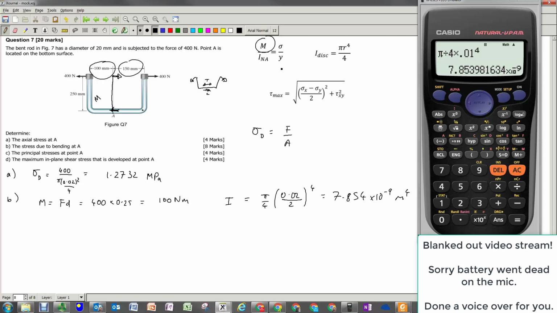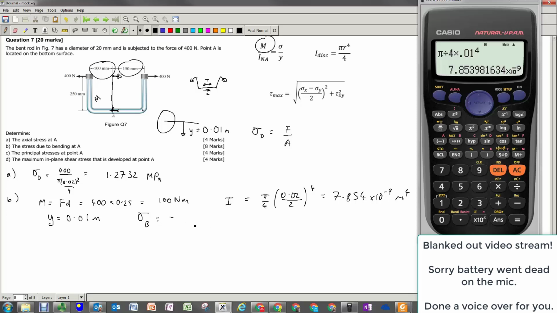So we've got our M term, we've got our I term. The y term will be the distance away from the neutral axis, which we're taking to be in the middle of the rod, to the furthest extreme point. So that will be half the diameter, so 10 millimeters, which would be 0.01 meters. So now we've got our y term. So we can rearrange the bending stress equation and find out what the bending stress is going to be. Let's call that subscript B for bending stress.